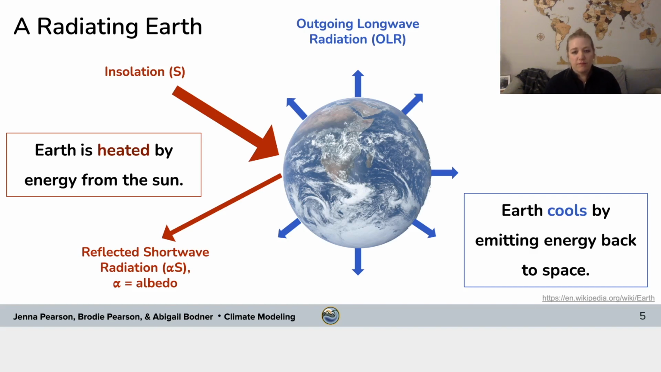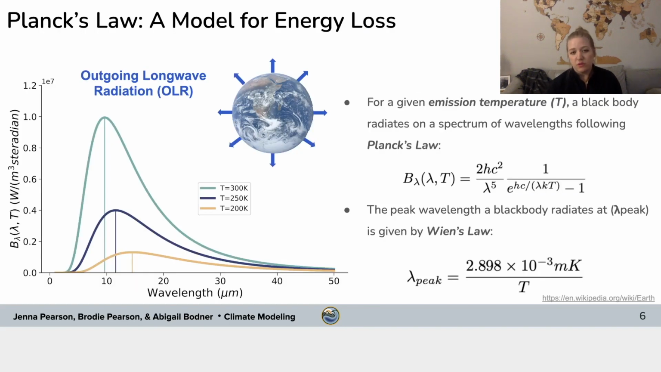or OLR. In this tutorial, we're going to focus primarily on how Earth loses energy to space, its outgoing long-wave radiation. In the next tutorial, we'll cover how Earth gains energy in more detail. And then finally, we'll piece these two together and describe energy balance as a whole. So first, how does Earth lose energy?